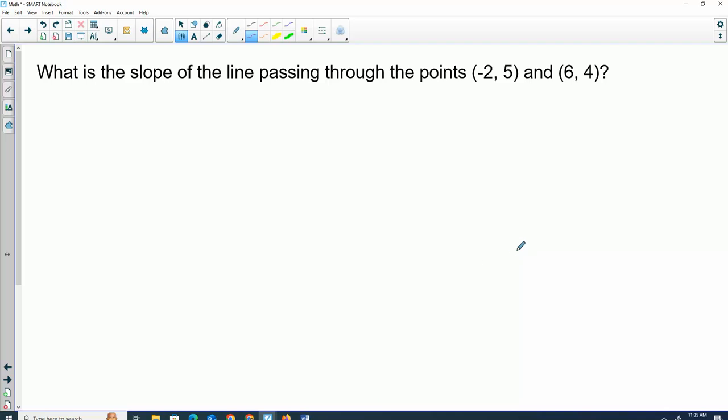I want you guys to find the slope between these two points. Remember, in your ordered pair, this is x of the first, y of the first, x of the second, y of the second.